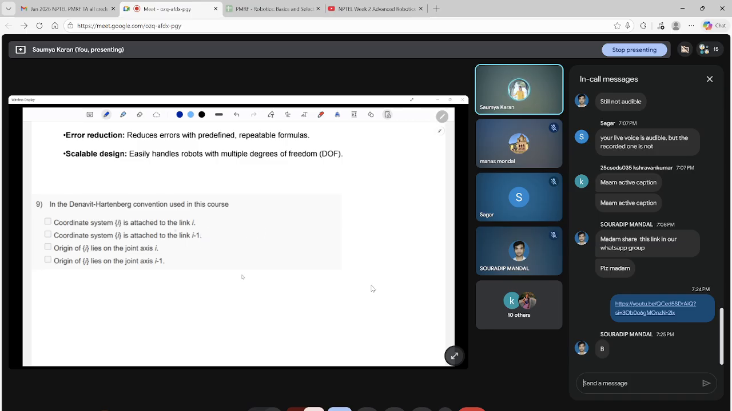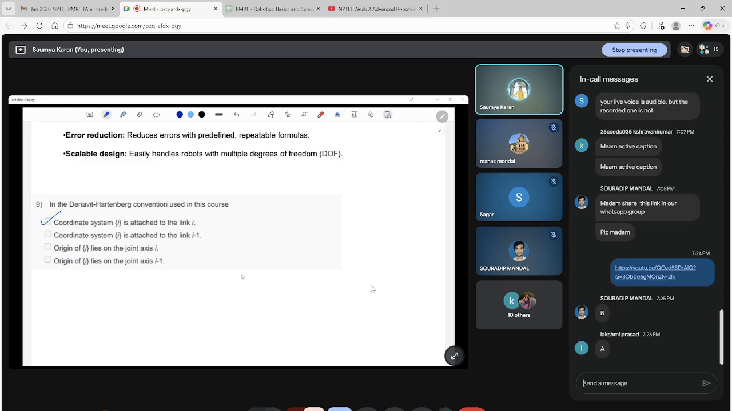Actually, the correct answers are this and origin of frame I lies on the joint axis I. When I showed you this, here it was 0 because we have to consider the base configuration. If I don't consider the base here, maybe I'll take another ground here and consider the base configuration there, but it would just be an offset. So instead of complicating our calculation without any use, we place the z0 axis over here, but z1 is also here, and this is the first joint and this is the first link.